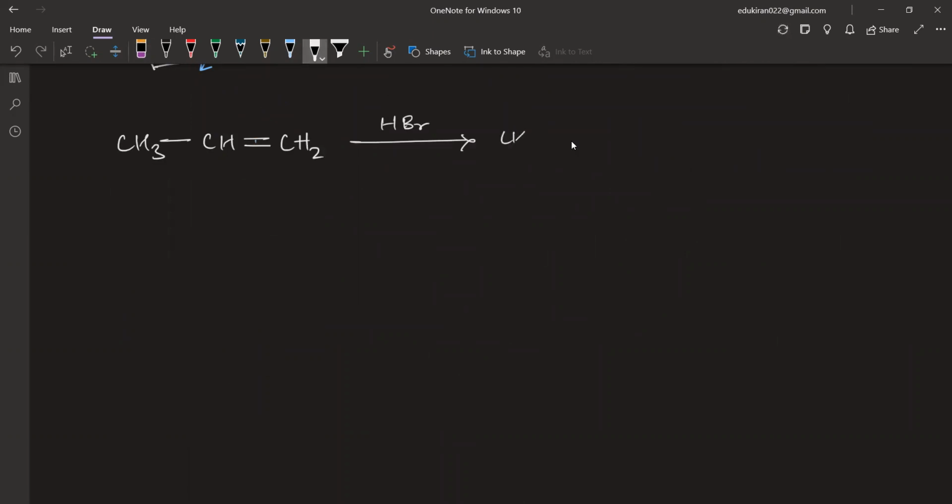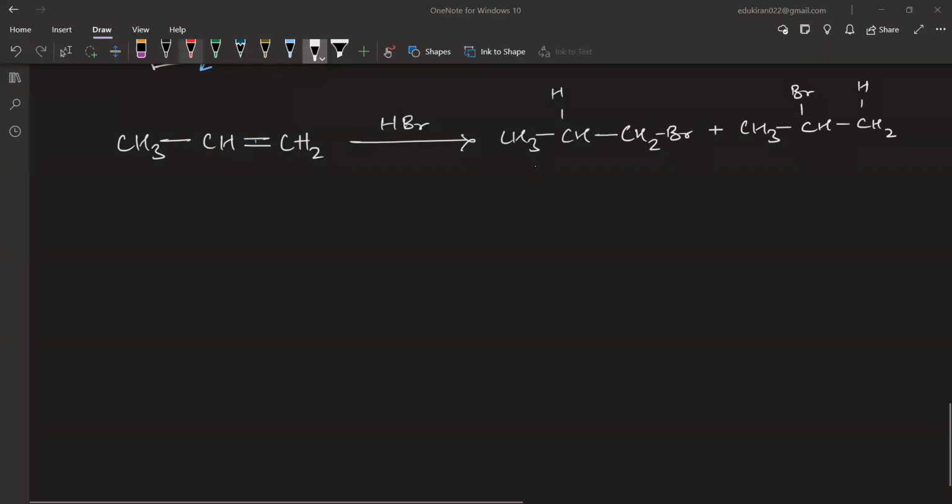Let us say I add CH3, CH, and I add the hydrogen in the second carbon and the Br in the third carbon. So this can be one case. Plus I can get another case, which will be CH3, where the second carbon CH gets the Br and the third carbon CH2 gets your hydrogen. Now in this case, we first have to look at the mechanism and tell which is going to be our major product. Is that clear? Yes or no? Please tell me. Yes, sir. Okay, fine. So now we will look at the mechanism.